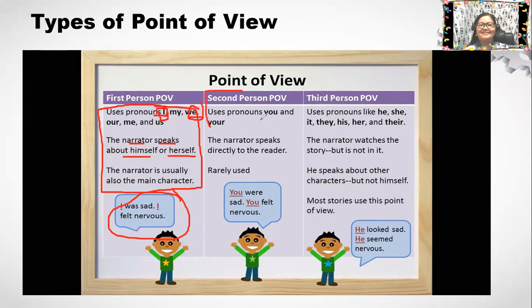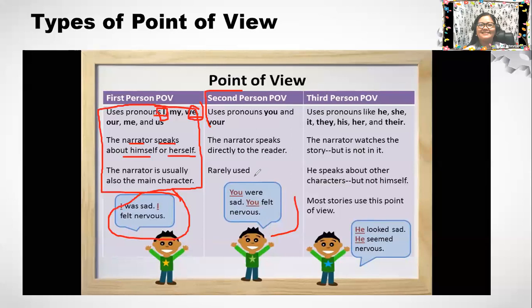So for the second person POV, it uses the pronouns you and yours. You learned this in your English 101 and English subjects in the lower years. Here, we use it as second person POV, which means we use the pronouns you and your. The narrator speaks directly to the reader. It is also rarely used. For example, you were sad. You felt nervous. Just like that.